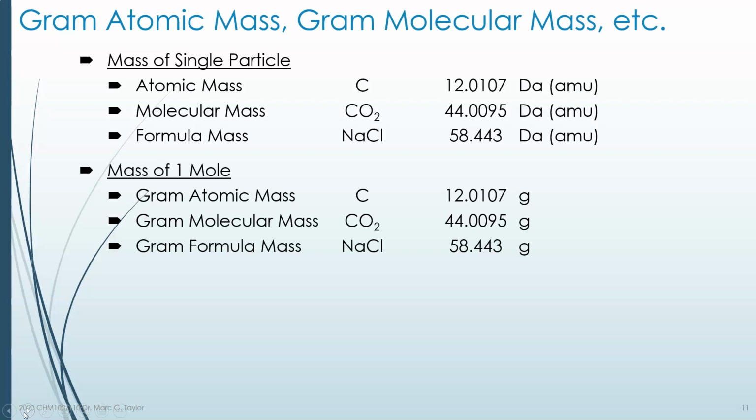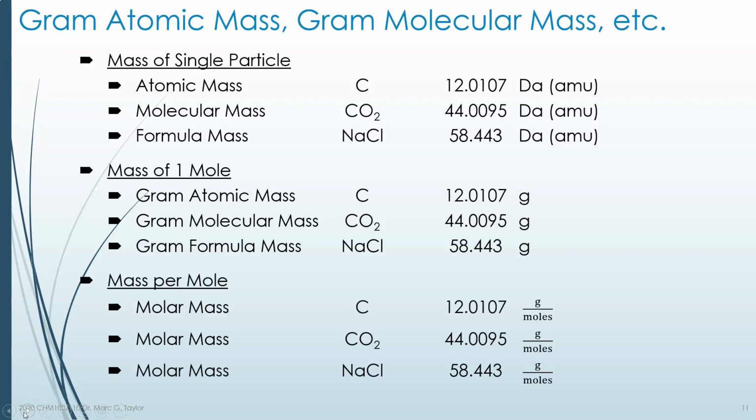Now the gram atomic mass, the gram molecular mass, and the gram formula mass are the mass of 1 mole. So it's just like the molar mass, except we're only asking the question, how many grams in a mole? And you just give the gram unit. So the difference between gram atomic mass, gram molecular mass, and gram formula mass versus molar mass is that instead of saying it's this many grams in a mole, we say it's this many grams per mole, and we just say it together.